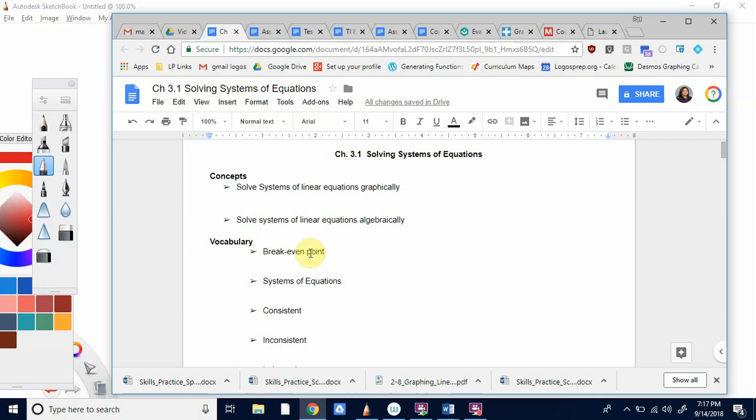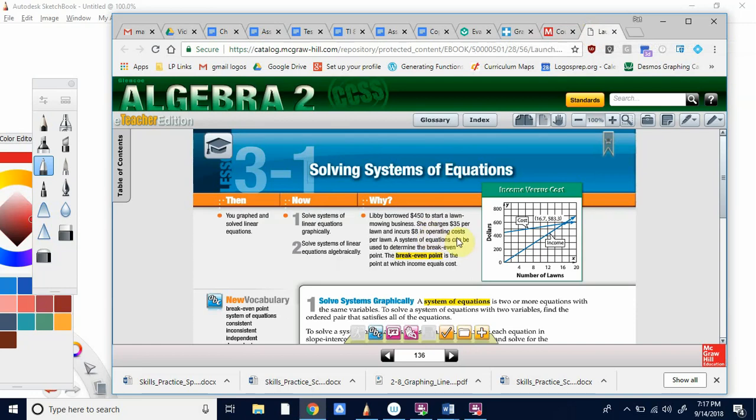So let's look at our vocabulary. Our first word is break-even point. If we go to our book, they give us an example here. Libby borrowed $450 to start a lawn mowing business. She charges $35 per lawn and incurs $8 in operating costs per lawn. A system of equations can be used to determine the break-even point. So the break-even point in this example would be the point at which the income equals costs. So break-even point is just a point at which two quantities are equal.